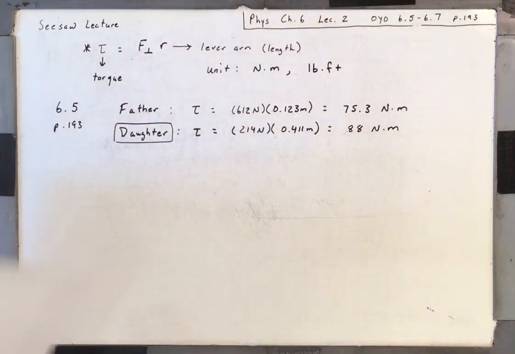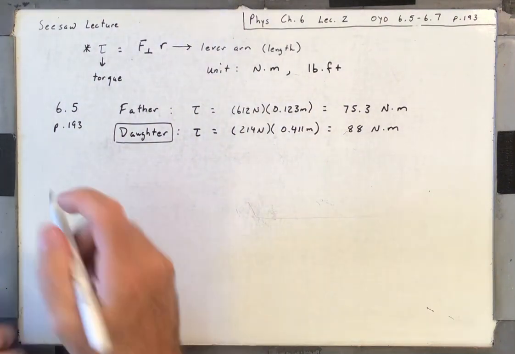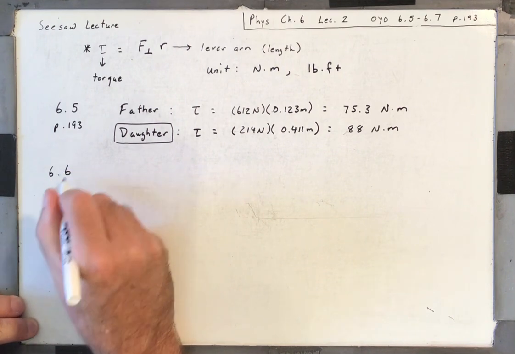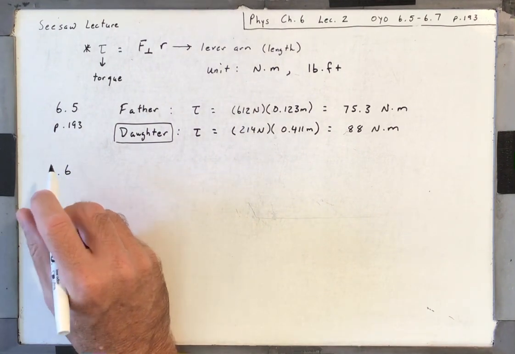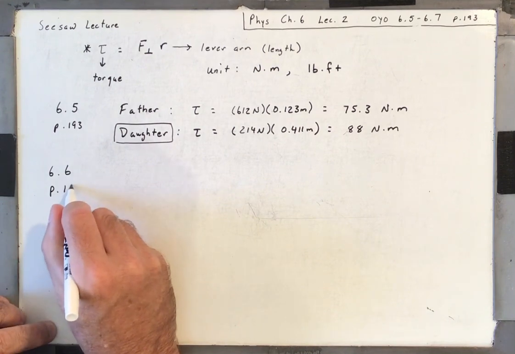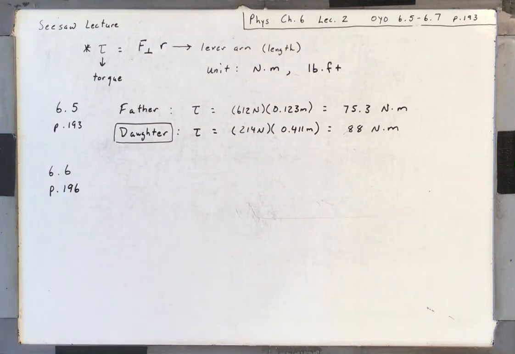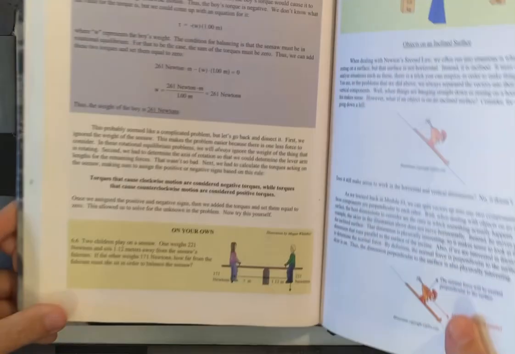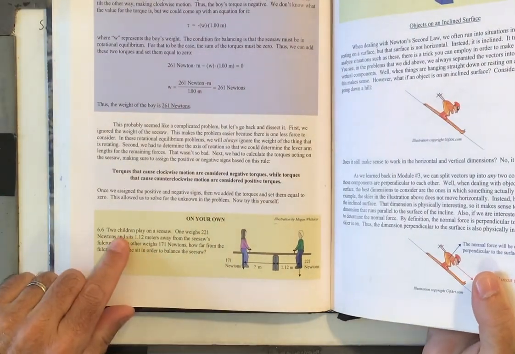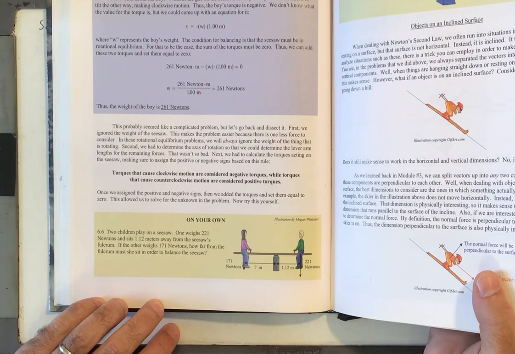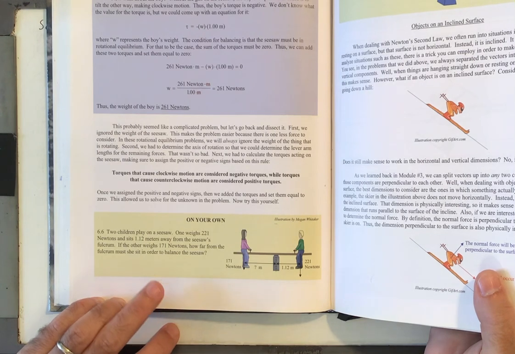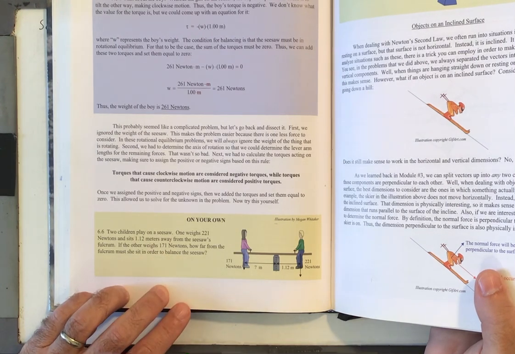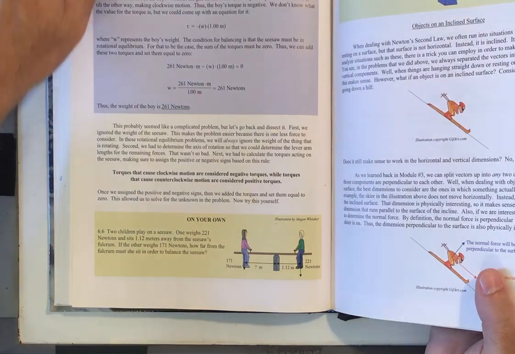All right, let's work 6.6 and 6.7, and we will be finished with this lecture. Very short. So 6.6, flip over to page 196. All right, 6.6 says, two children play on a seesaw. One weighs 221 newtons and sits 1.12 meters away from the seesaw's fulcrum. If the other weighs 171 newtons, how far from the fulcrum must she sit in order to balance the seesaw?